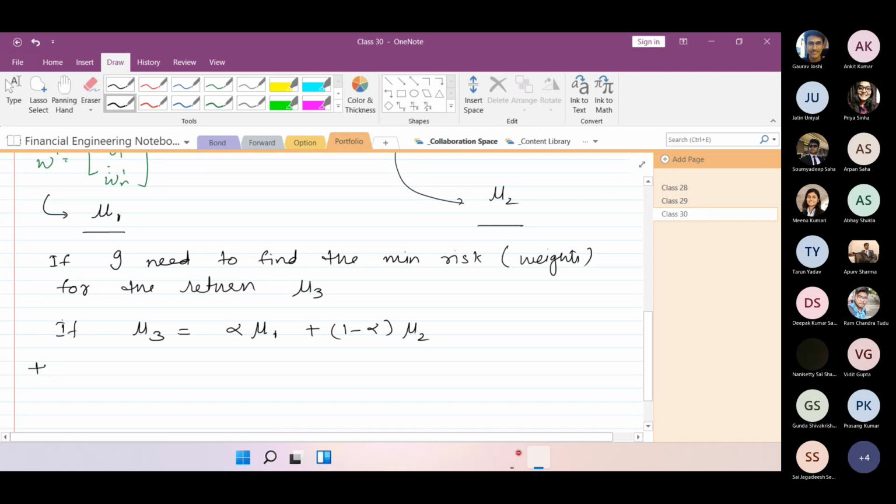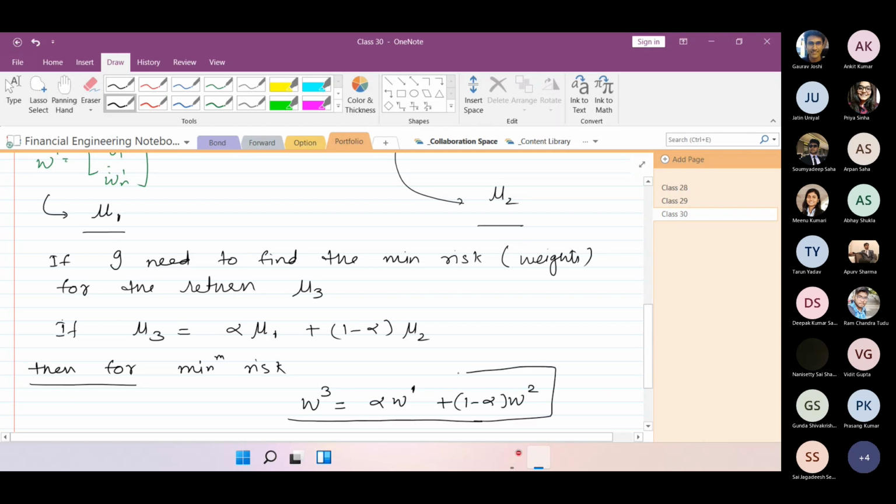Then, for minimum risk, this is my statement for minimum risk: the weight W3 would be alpha times weight W1 plus 1 minus alpha times weight W2. This is the statement which I need to prove.